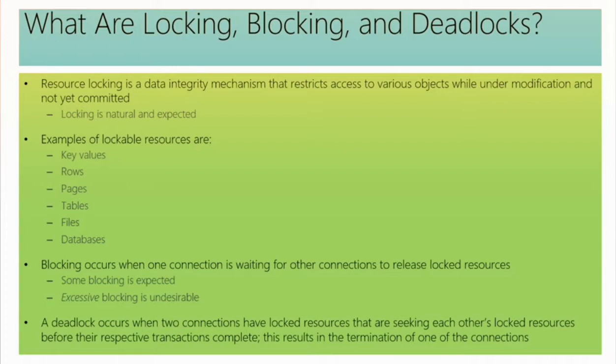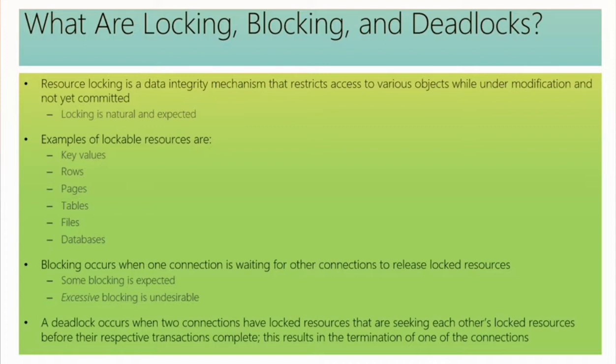So next definition then is blocking, which we'll see firsthand in a moment. But for now, blocking occurs when one connection is waiting for other connections to release their locked resources. And in a multi-user database system, happens all the time. Some blocking is expected. So at what point does this become out of whack? Probably when it keeps people from getting the information they need. Yeah, so excessive blocking is undesirable.